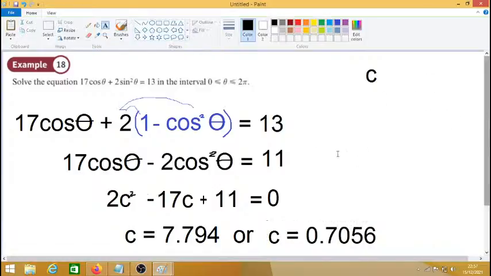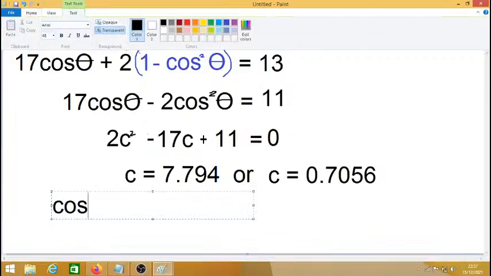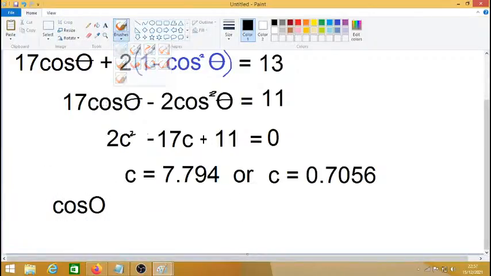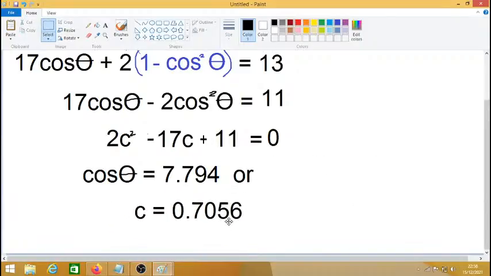So now remember that C really stood for cos theta. So cos theta can be brought back in again. So let's type in cos theta and bring that back in. Cos theta is equal to, for the first solution, 7.794. So on a calculator, if you type in inverse cos and then 7.794, you'll get an answer for theta. But I don't think that's going to work. So you might get an error. In that case, that tells you the first answer can be ignored, and it's the second answer you want to go for.